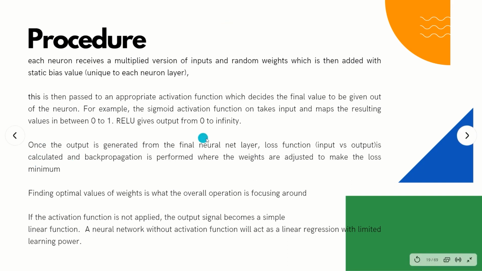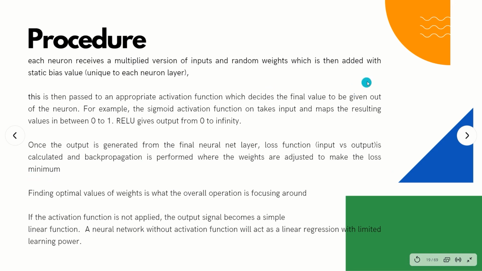Once the output is generated from the first layer, now there can be many layers. Okay, so once the output is generated from the first network layer, then there is a loss function which is calculated, and backward propagation is performed where the weights are adjusted to make the loss minimum.